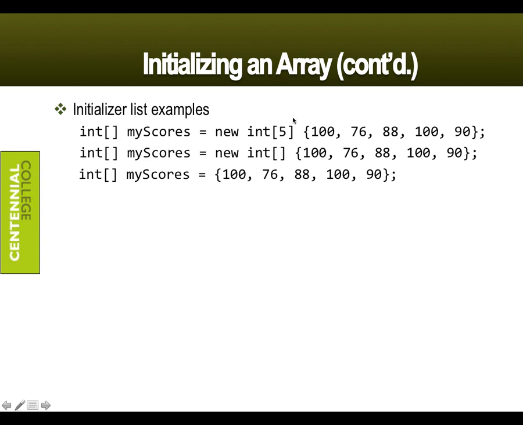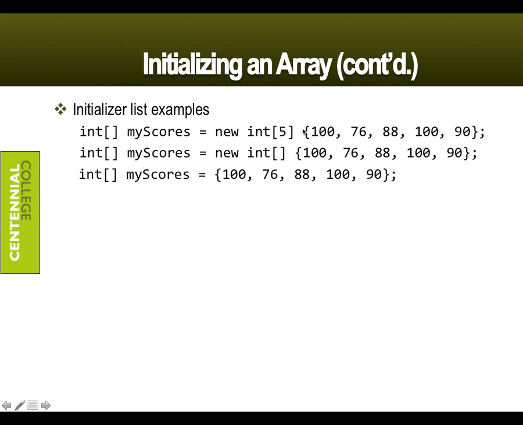I can declare an array like this, up to here. Take a look. I can say int array, integer array, called myscores, is equal to new integer array of how many elements? 5. 0, 1, 2, 3, 4. There are 5 elements here. And what I'm doing afterwards is declaring what each of these elements is in terms of value. So I'm saying element 0 is actually 100.